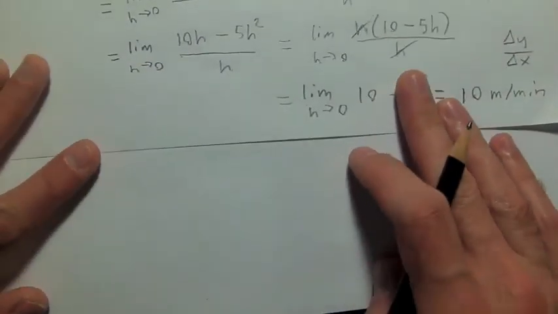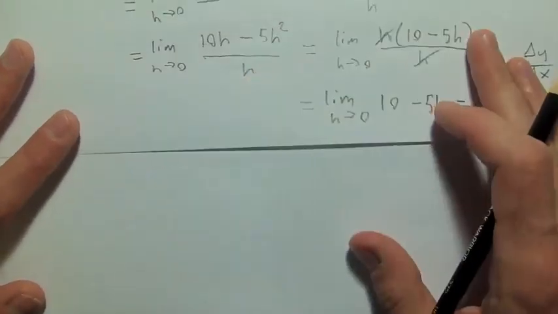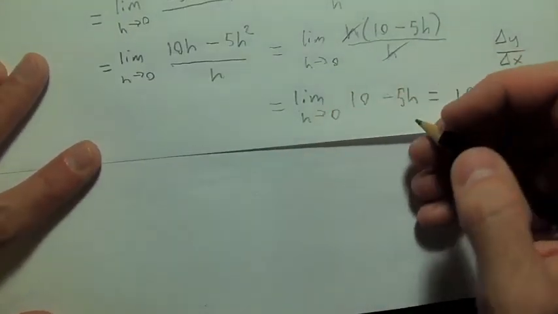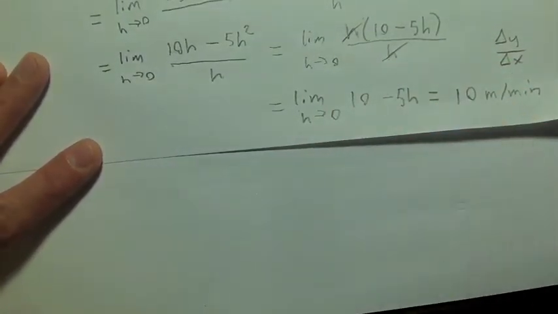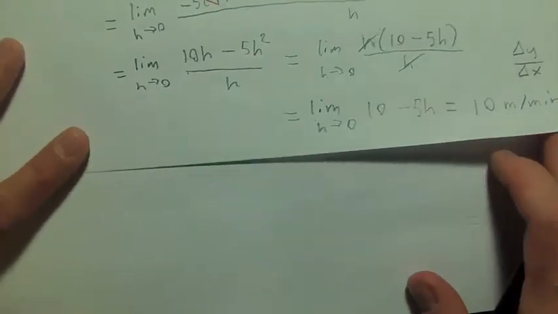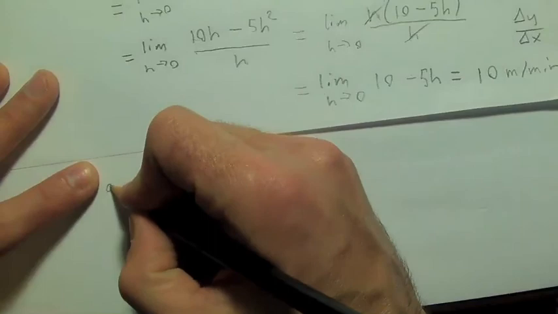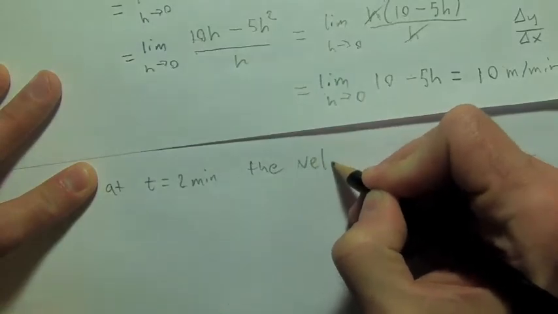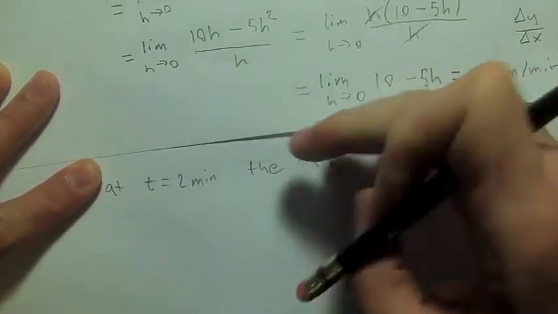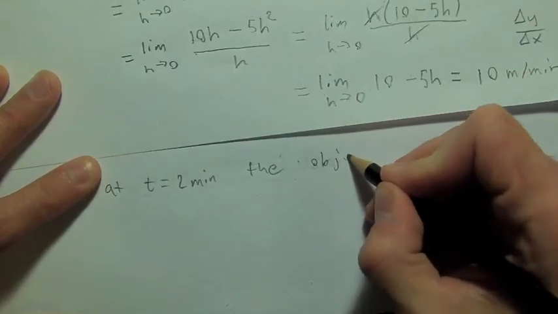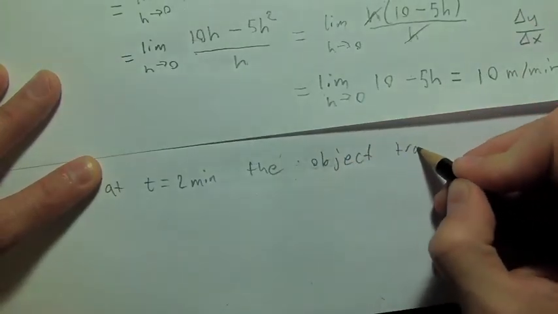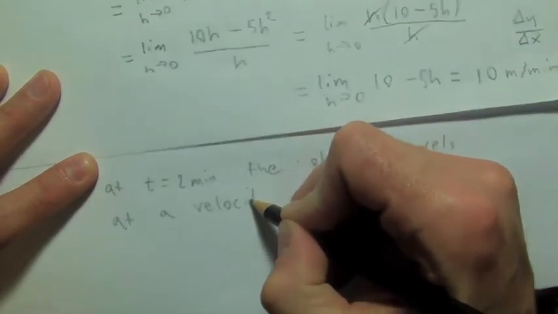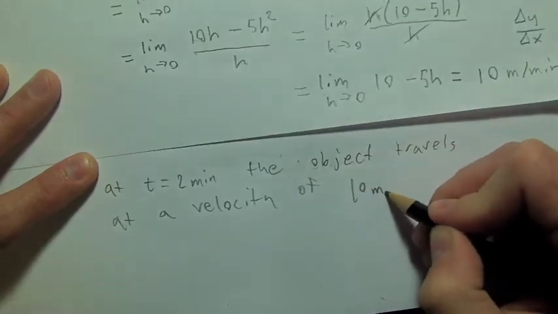Okay? So, the instantaneous rate of change, or the instantaneous velocity of this object at t equals 2 is 10 meters per minute. Now how we can write that is we can actually just say that at t equals 2 minutes, the velocity, or actually I could write it like this instead. I can just say that the object travels at a velocity of 10 meters per minute.